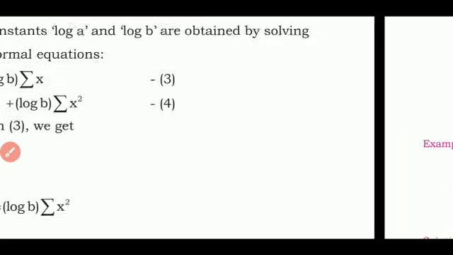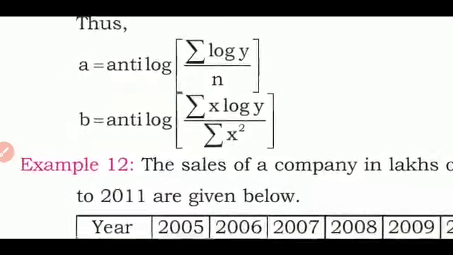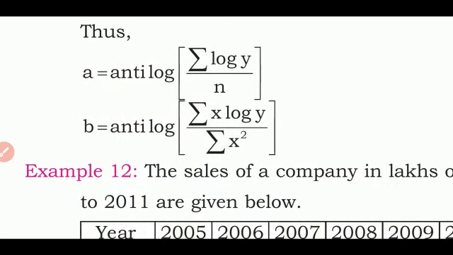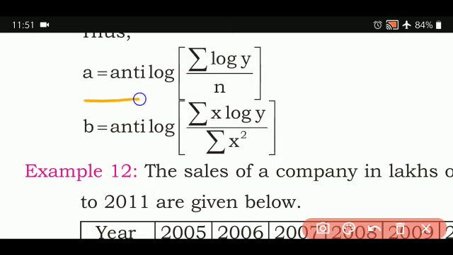So ultimately, a is equal to anti-log. When the logarithm comes to the other side, we write it as anti-log. So a is equal to anti-log of summation log y divided by n, and b is equal to anti-log of summation x log y divided by summation x square. So this is an exponential trend.